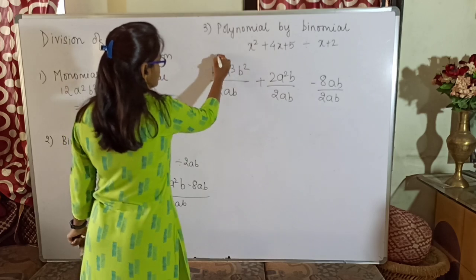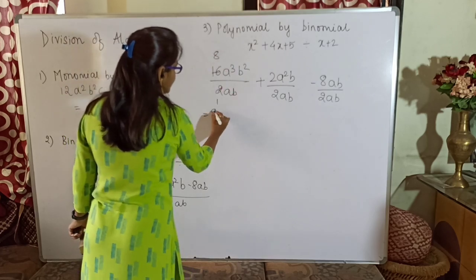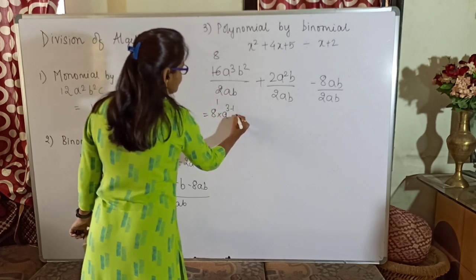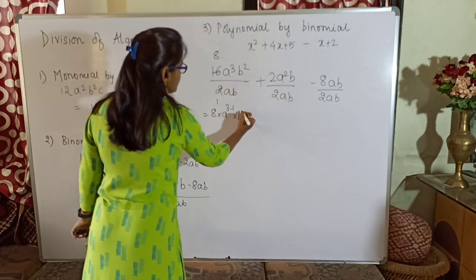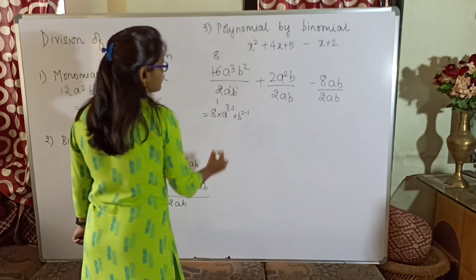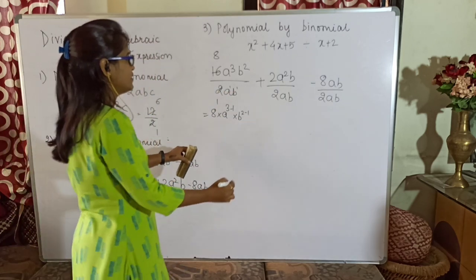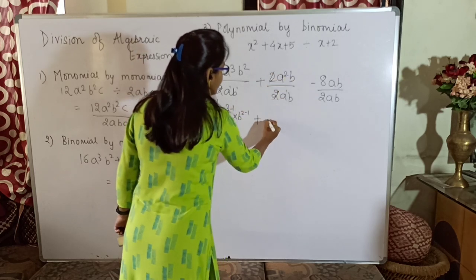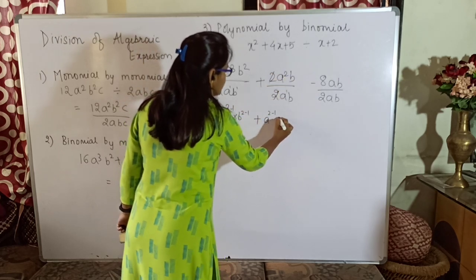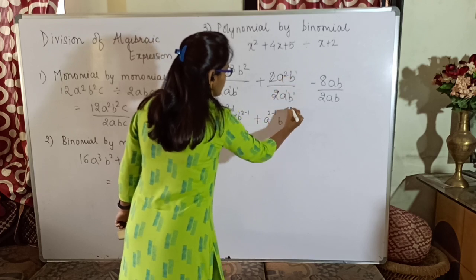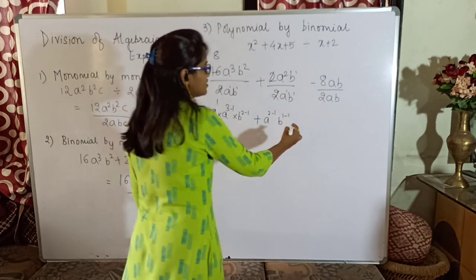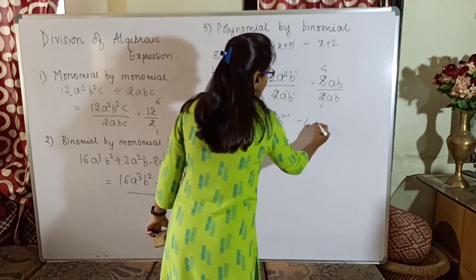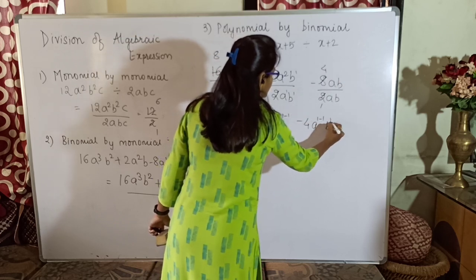So 2 ones are 2, 2 eights are 16. So 8 into a cube by a. So it is a raised to 3 minus 1 into b raised to 2 minus 1. Nothing is there means there is always 1 present, not 0. Just keep that in mind. Plus 2 will get cancelled. Again a square and a. So a raised to 2 minus 1 and b raised to 1 minus 1. Third term, 2 fours are 8. So minus 4 a raised to 1 minus 1 b raised to 1 minus 1.